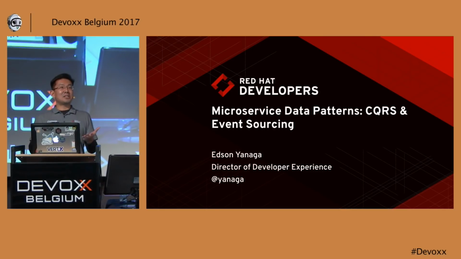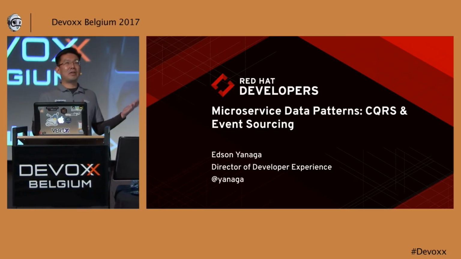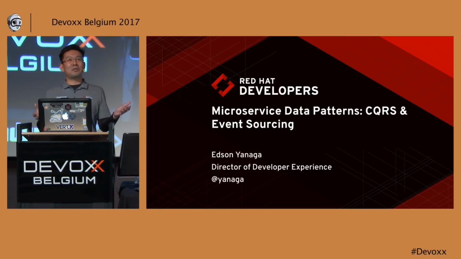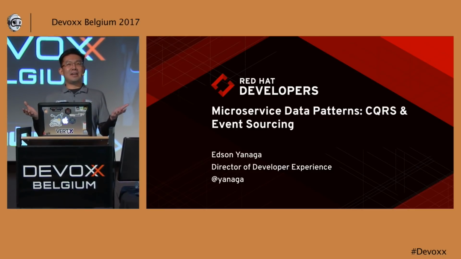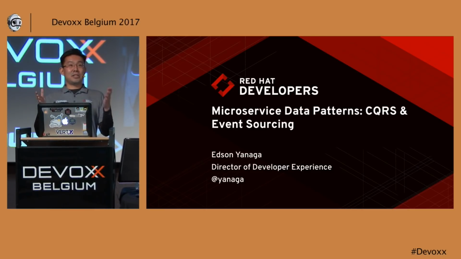My name is Edson Yanaga. I'm currently a Director of Developer Experience at Red Hat. My Twitter handle is @Yanaga. And just in case you're wondering, or if you didn't know that yet, yes, I'm a Brazilian Japanese.